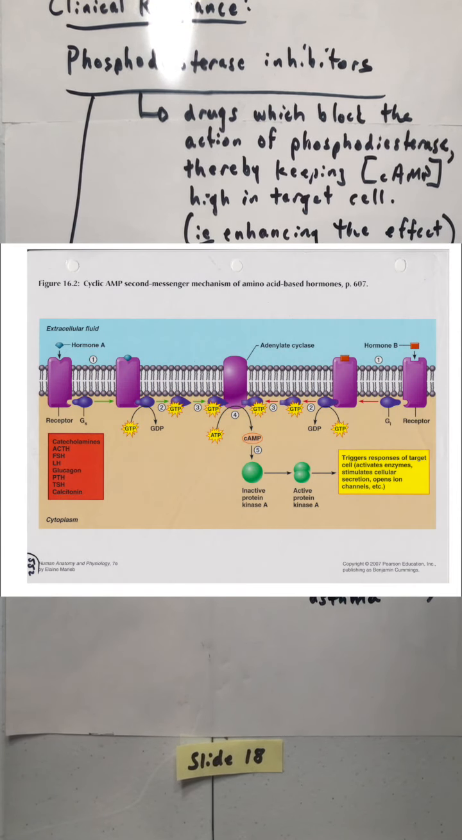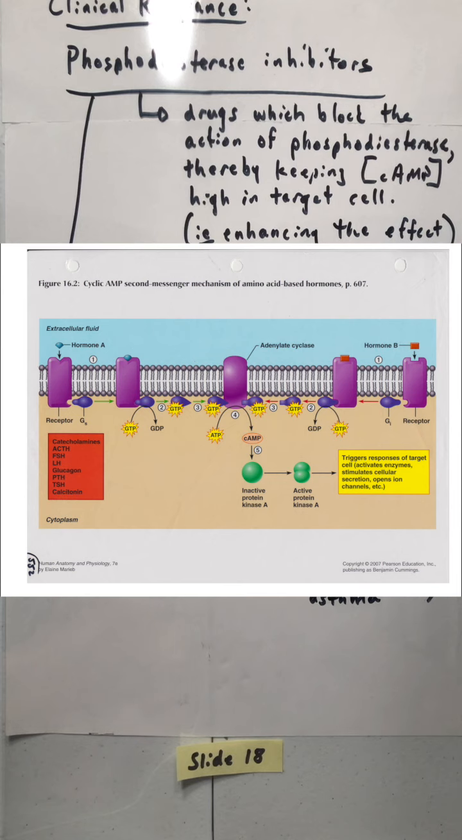This one isn't in your textbook, it's in an older edition, but I like this slide because it shows what we've just talked about, the cyclic AMP second messenger system, how it works, but it also shows on the left side all the different hormones that use cyclic AMP as a second messenger. So at the top of that list, catecholamines, what are we talking about there? Epinephrine and norepinephrine. But also other hormones we're going to learn about in this unit, like ACTH, FSH, LH, glucagon, PTH, etc. They all use cyclic AMP as a second messenger.